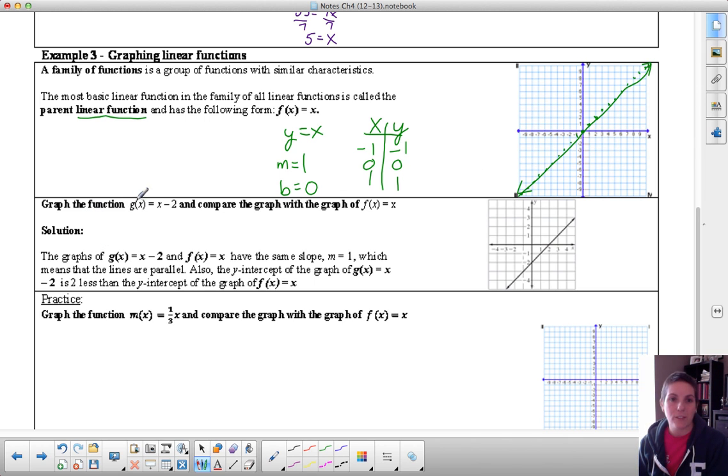Now, if we have to graph the function g of x, so now we just named it differently. It's still a function, it's just named George instead of Frank. And it still has x's in it. It just means that x is the independent variable, such that x minus 2 will give us all of our y values. And then we have to compare it to the parent graph. Now the cool part is that they've actually already graphed this one for us.